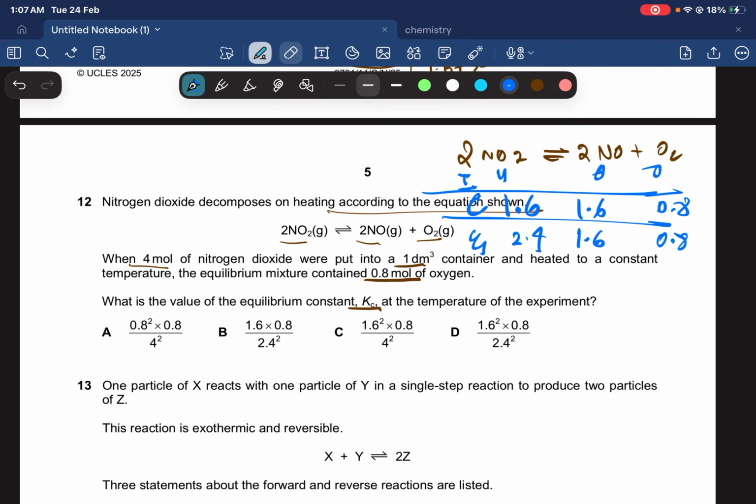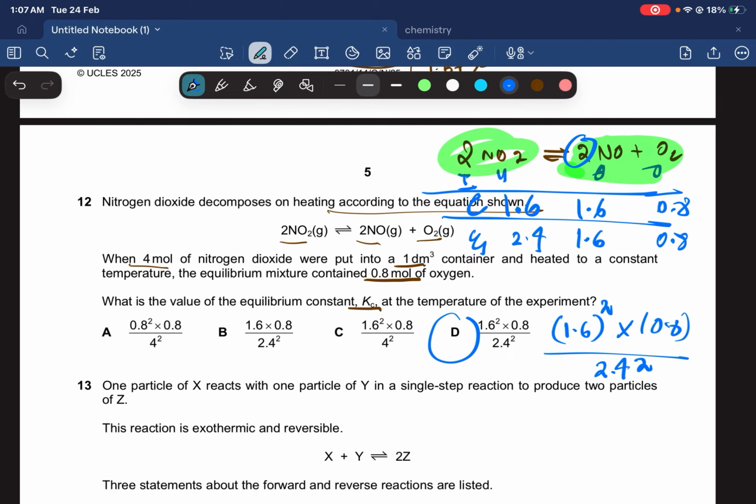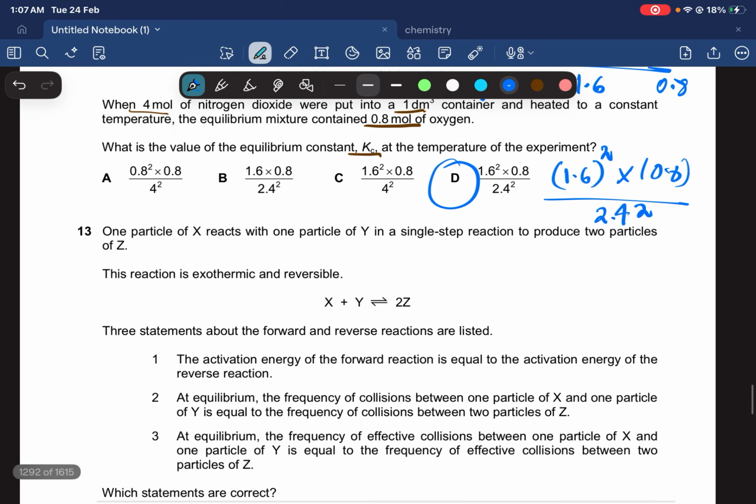Now we put our products on the top and the reactants below. So 1.6 squared, because there's a 2 here, multiplied by 0.8 upon 2.4 squared. I guess that's the answer, right?